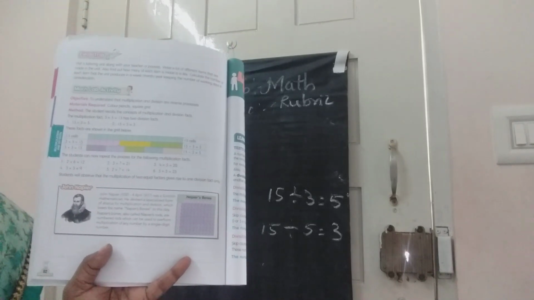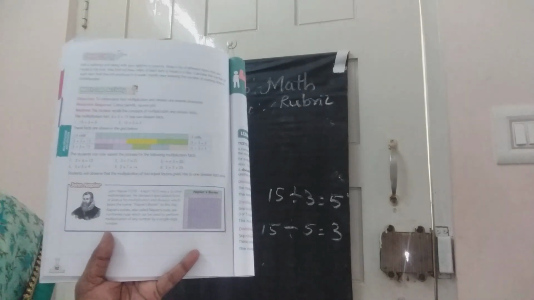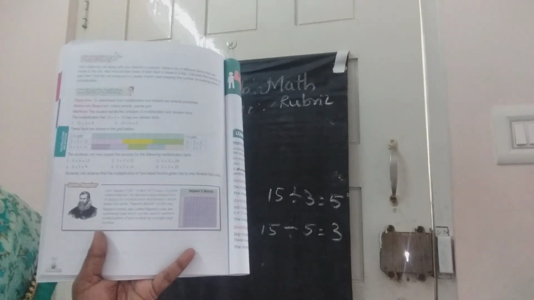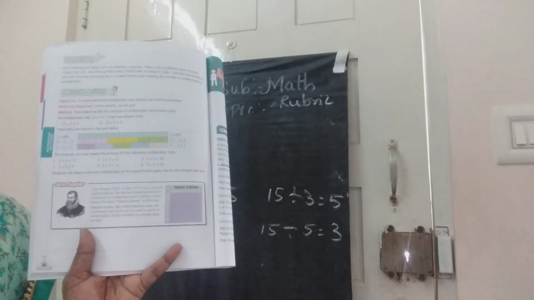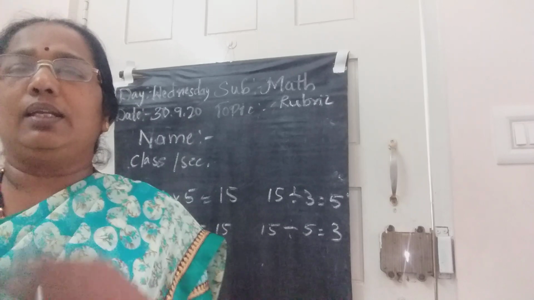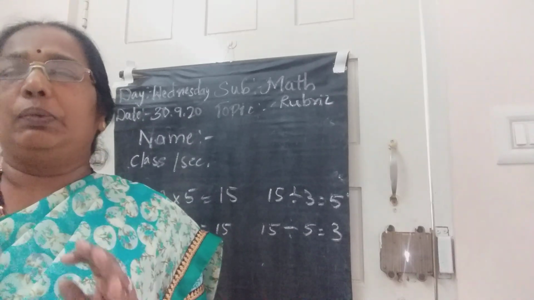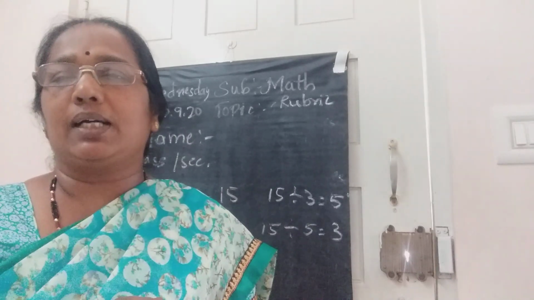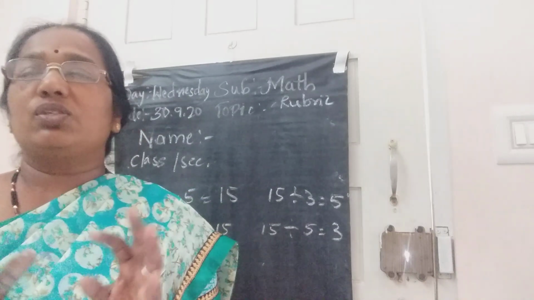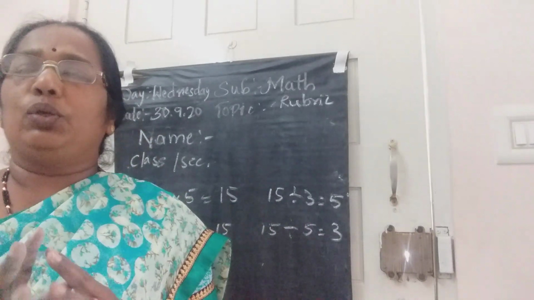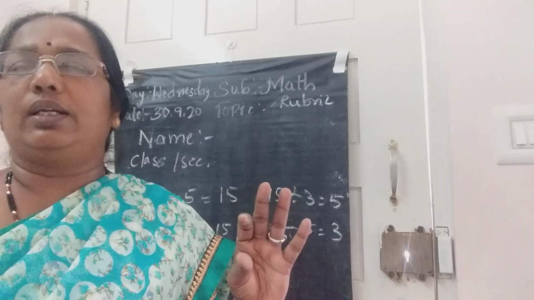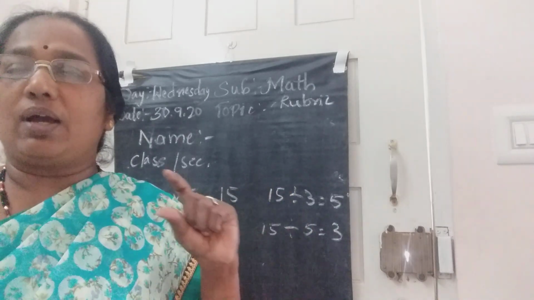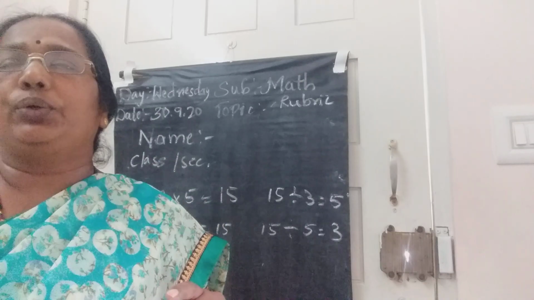Children, for coloring, please do not use sketch pens. Use a color pencil so that it will look neat. Let your presentation be neat because this rubric activity gives you 10 marks, and you want all your 10 marks, so you have to do it neatly. You have to draw and show the grid.